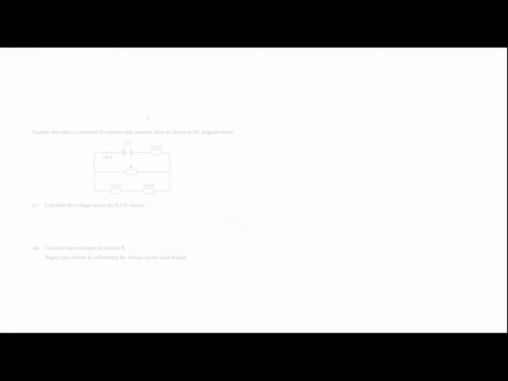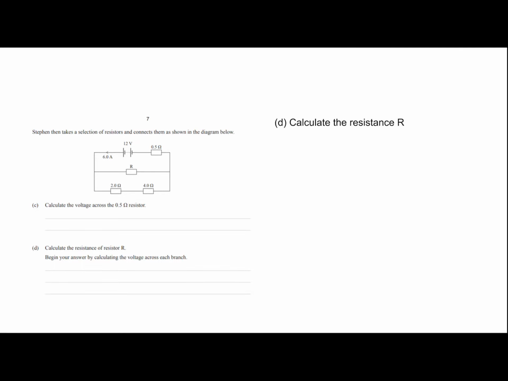So part D is calculate the resistance R. So the total resistance R. If we calculate the total resistance of the circuit, and then we take away the 0.5 ohms from the series circuit, then we can find the total resistance of the parallel circuit, okay?